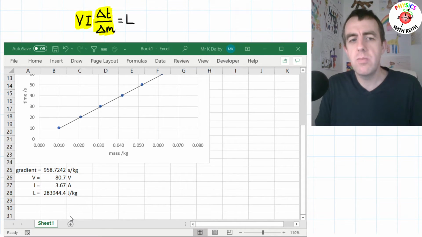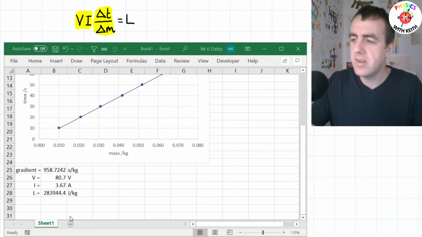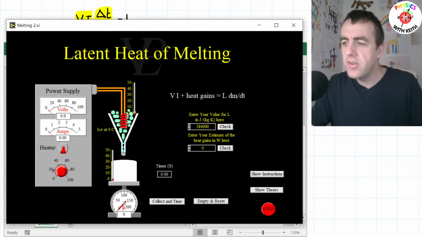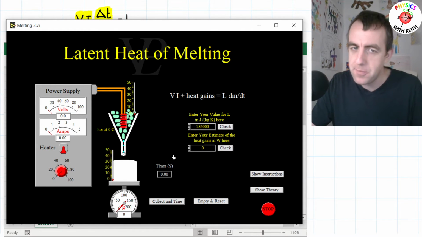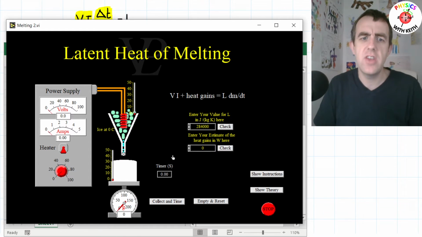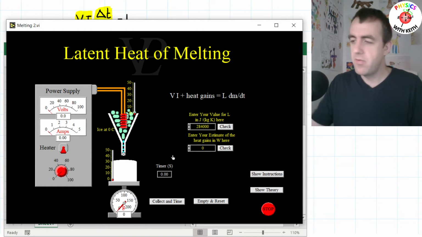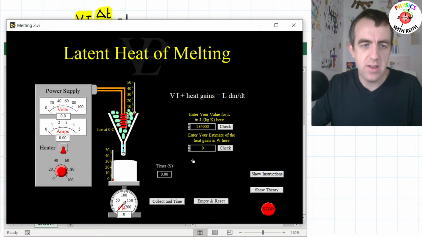And so the question would be, why is this number too low? And it's because of how we performed our experiment. We did not take into account the fact that the ice is melting due to absorbing heat from the surroundings. There's other heat gains, not just the power provided from the heater. And so we have to determine what they are ourselves before we can do our final calculation.